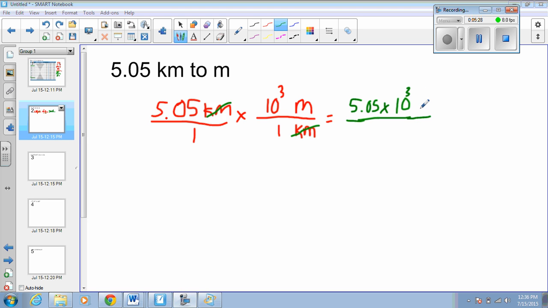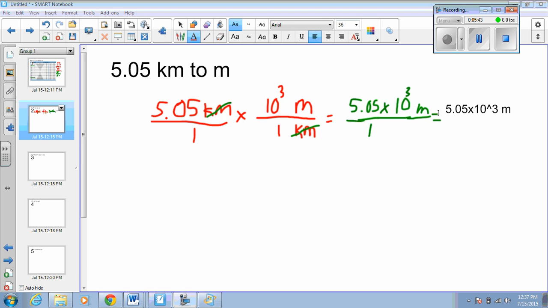And the unit that's left over up top is meters. Multiply the bottoms. 1 times 1 is 1. There are no units on the bottom. I'm left with this top part because anything divided by 1 is itself. So the final answer is 5.05 times 10 to the third meters. So, easy one, right? Now let's do something a little more complex.